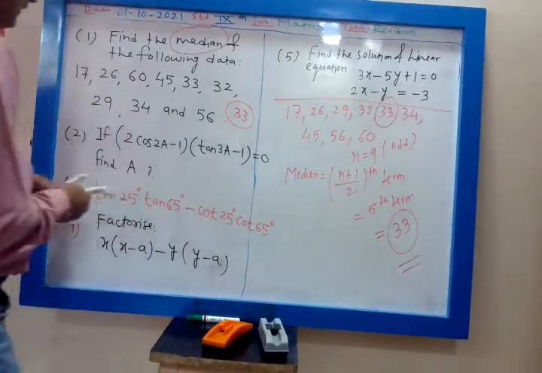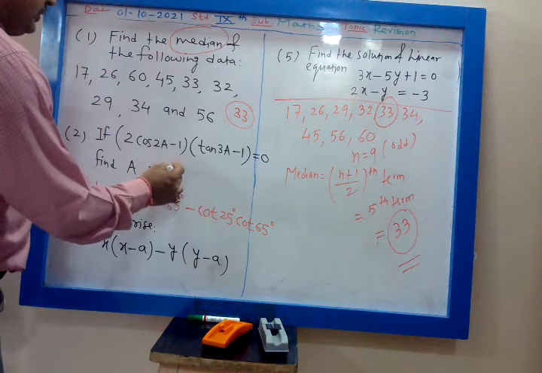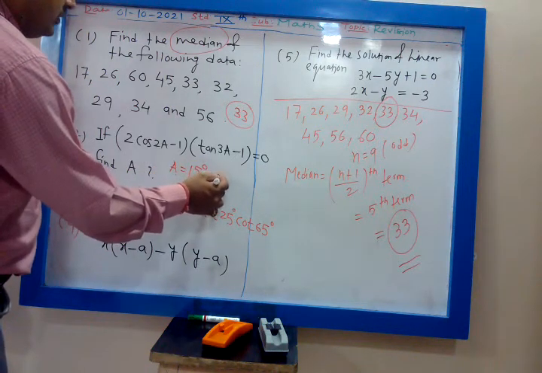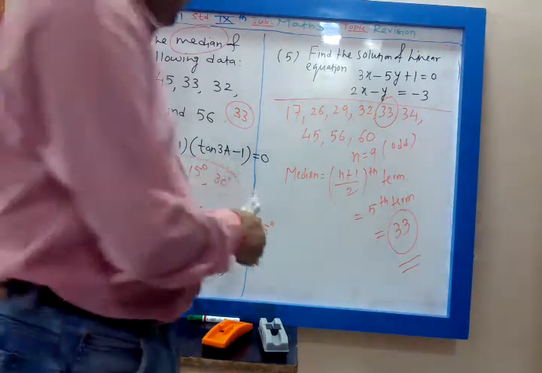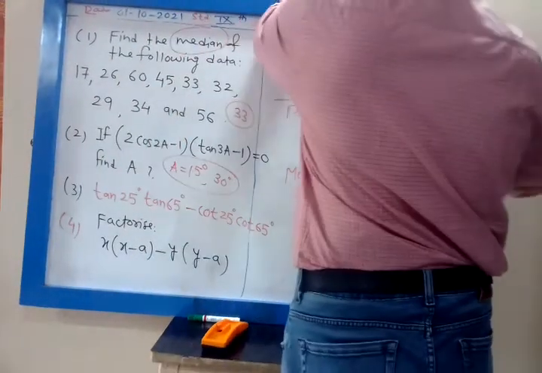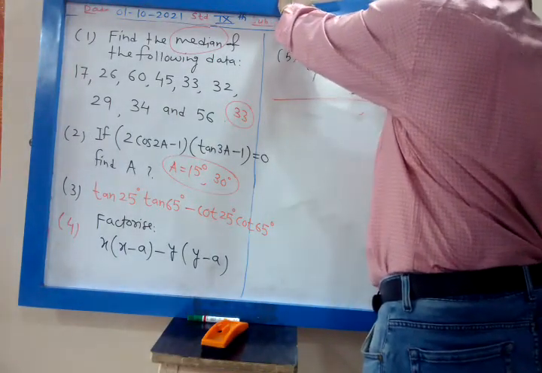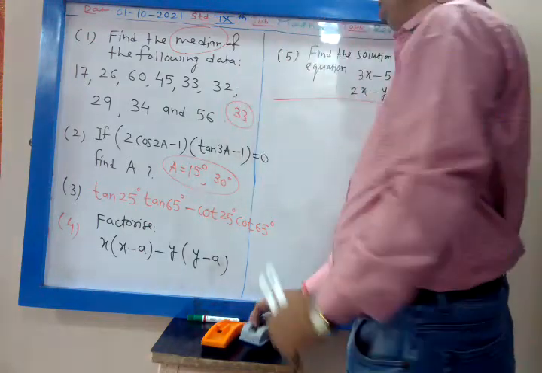Second answer is A is 15 degree or 30 degree. Okay, let us see whether A is 30 degree or A is 15 degree or not. So which logic you have applied? Tell me.